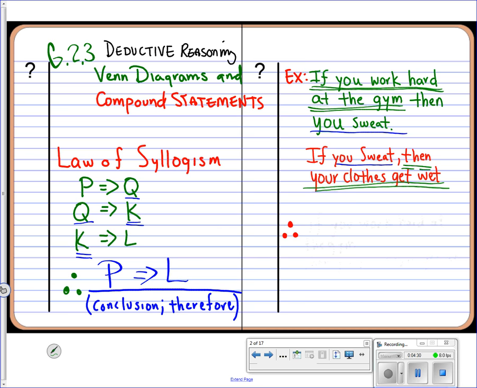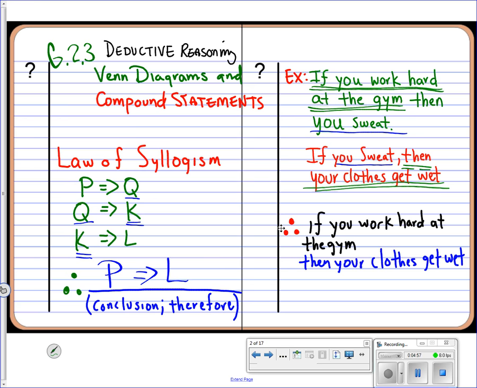Okay, so again, this is our conclusion. Now, when we are using the law of syllogism, the conclusion is another conditional statement. That's important. With the law of detachment, the therefore will just give you a simple statement. You'll see that in just a second. So you can kind of see from the result in my problems if I'm using the law of syllogism or not.